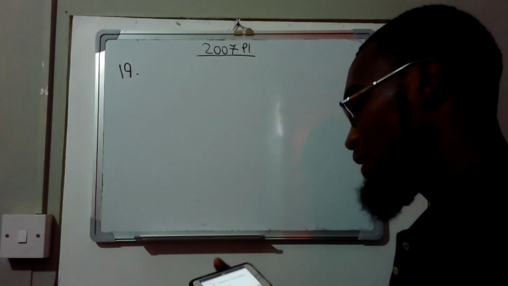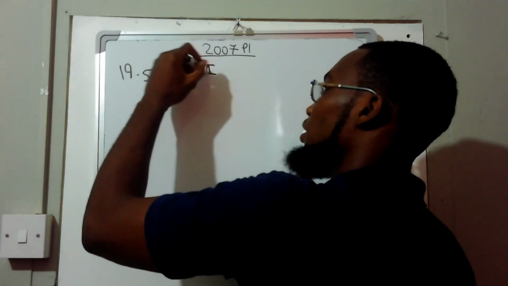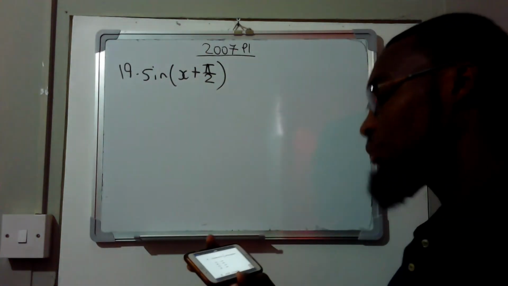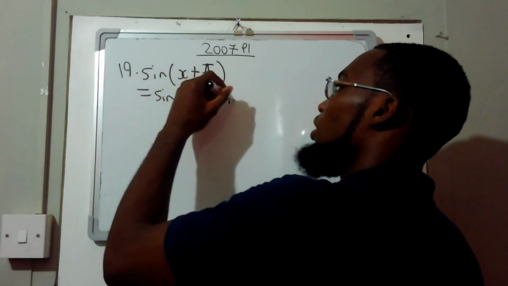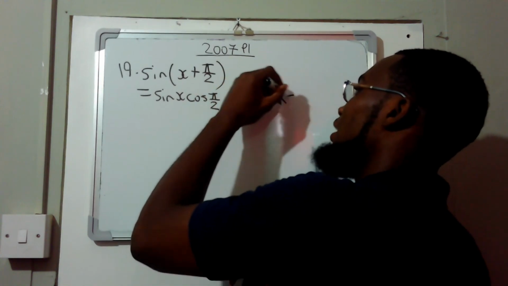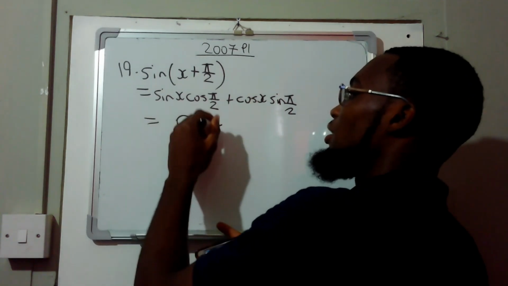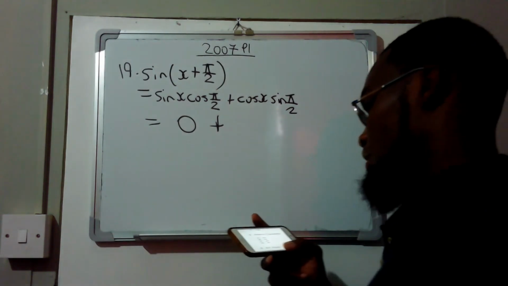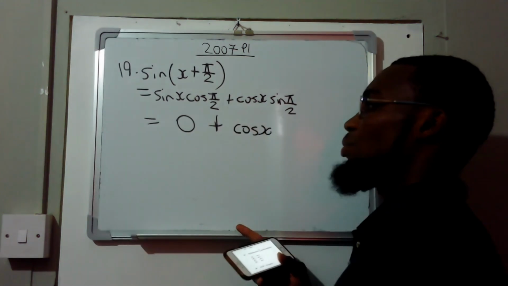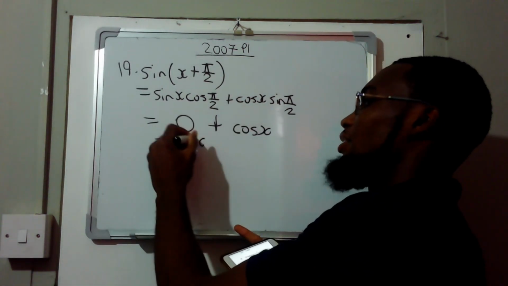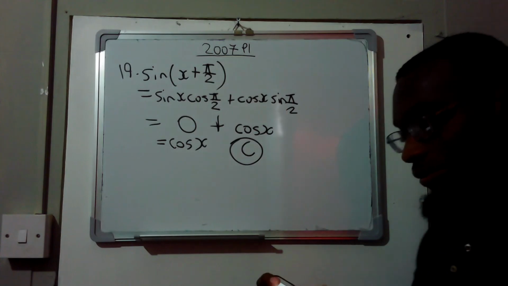Question 19 asks, how can we simplify this function? We have the sine of, in brackets, x plus pi by 2. Now we have to use a compound angle to expand this for sine. This would be sine x cos pi by 2 plus cos x sine pi by 2. But the cos of pi by 2 is 0, so this part becomes 0, plus cos x times the sine of pi by 2. The sine of pi by 2 is 1, so this just becomes 0 plus cos x times 1. That's just cos x. That's option C. Option C is the answer for that one.